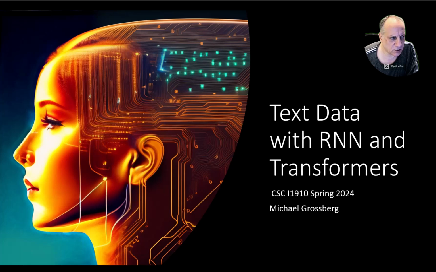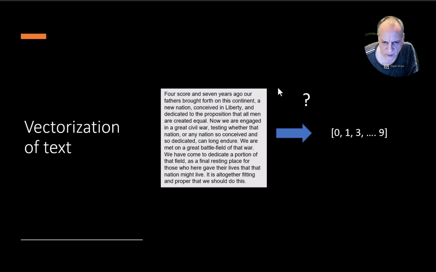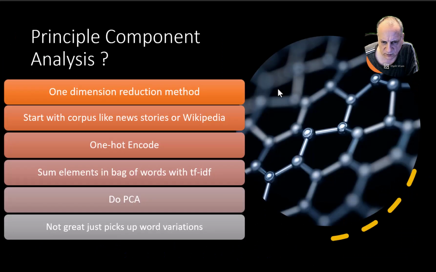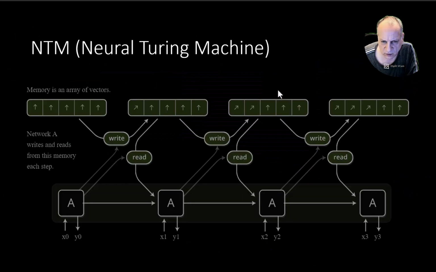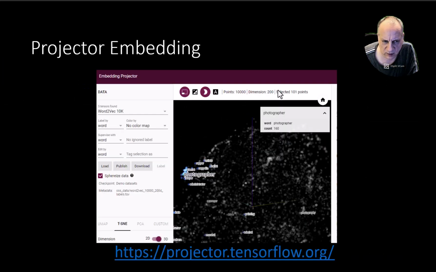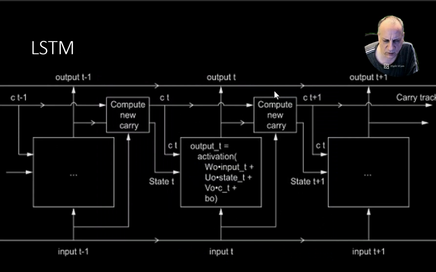Okay, so this is part 3 of lecture 9 on text data with RNNs. And let me finish up with just talking a little bit about RNNs. So we spoke about RNNs and LSTMs last time.